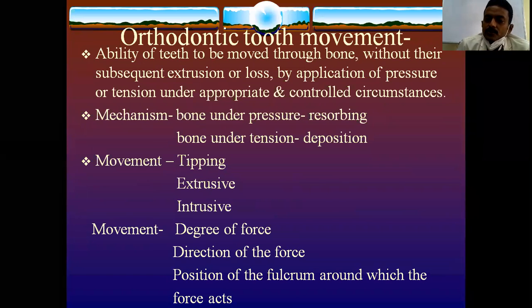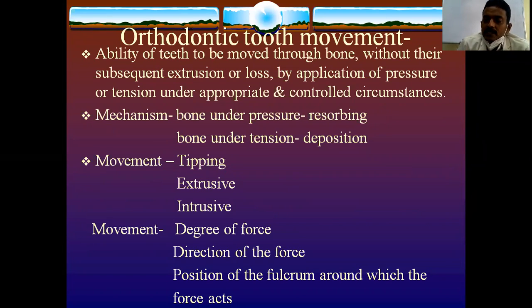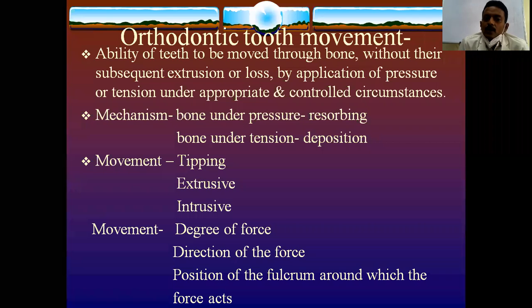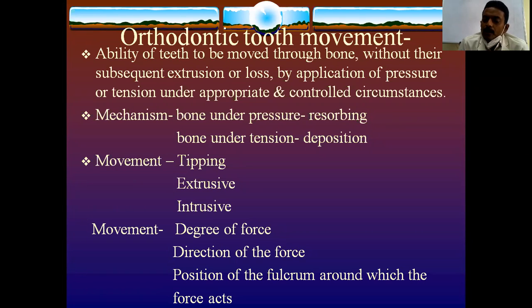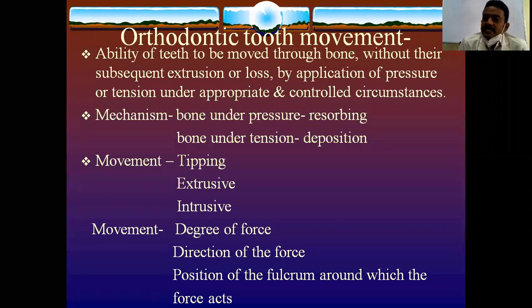The first slide I have told you regarding orthodontic tooth movement. When we are giving orthodontic treatment for proclined teeth, the maxillary teeth which are proclined or which have a gap between each individual tooth, that is called spacing, there we give this orthodontic treatment. During this procedure, there is the ability of the teeth to be moved through the bone without their subsequent extrusion or loss by application of pressure or tension under appropriate and controlled circumstances.